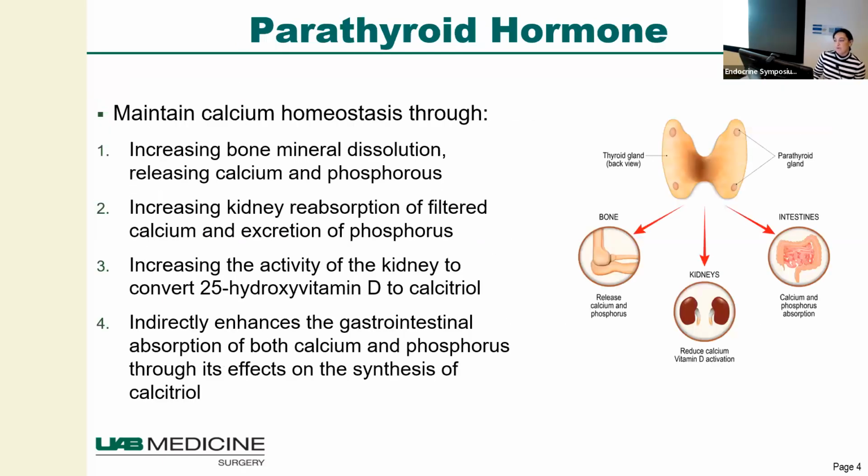Parathyroid hormone, I'm sure everyone in this room knows what it does, but just a reminder, maintains calcium homeostasis through increasing bone mineral dissolution, so releasing calcium and phosphorus from the bones, increasing kidney reabsorption and filtration of calcium and excretion of phosphorus, increasing the activity of the kidney to convert vitamin D into its active form, and then enhancing GI absorption of calcium and phosphorus through its effects on activated vitamin D.